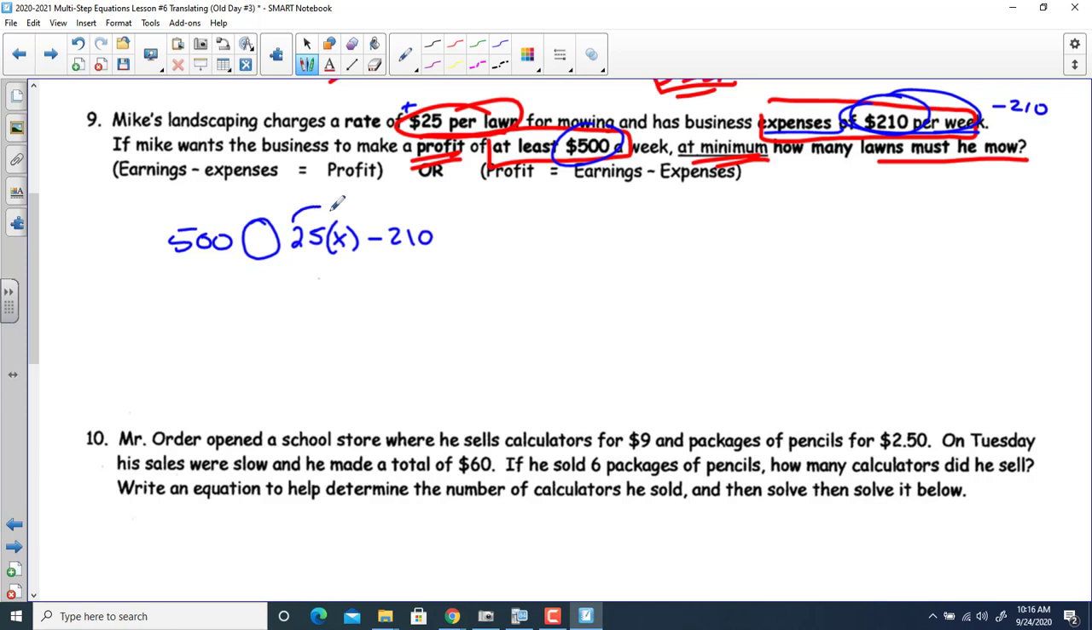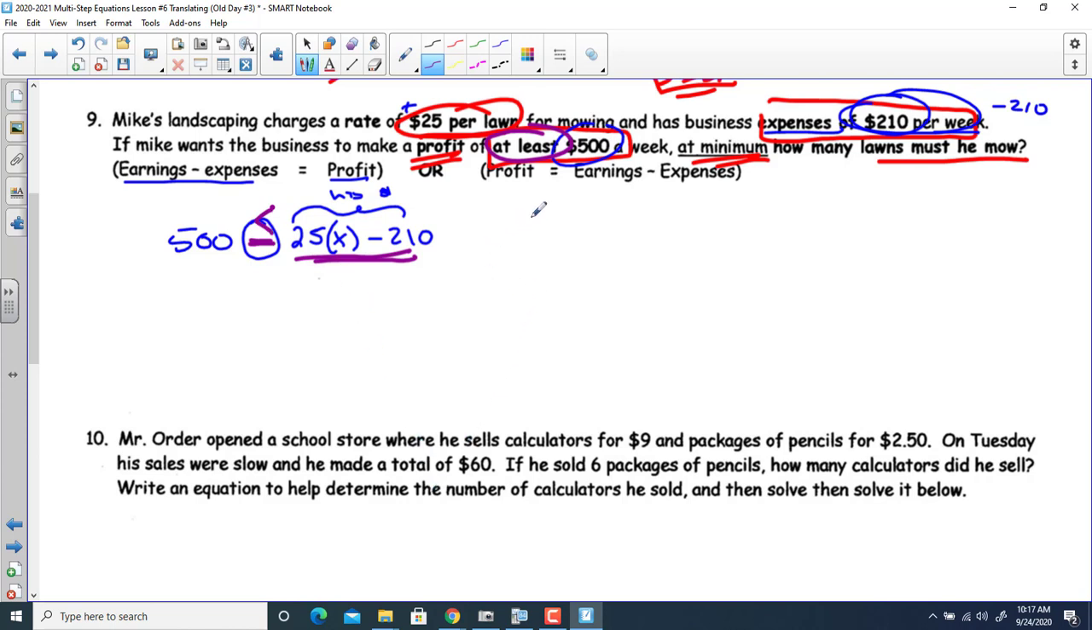Now, this is going to represent the money he gets to keep, or his profit. Profit is the result of your earnings less your expenses. So his earnings are $25 a lawn, his expenses are $210, and this is his money. The key is he wants his money to be at least $500. If he wants his money to be at least $500, he would like his money to be that much or greater than. So the greater than symbol has to open towards the expression describing his money.